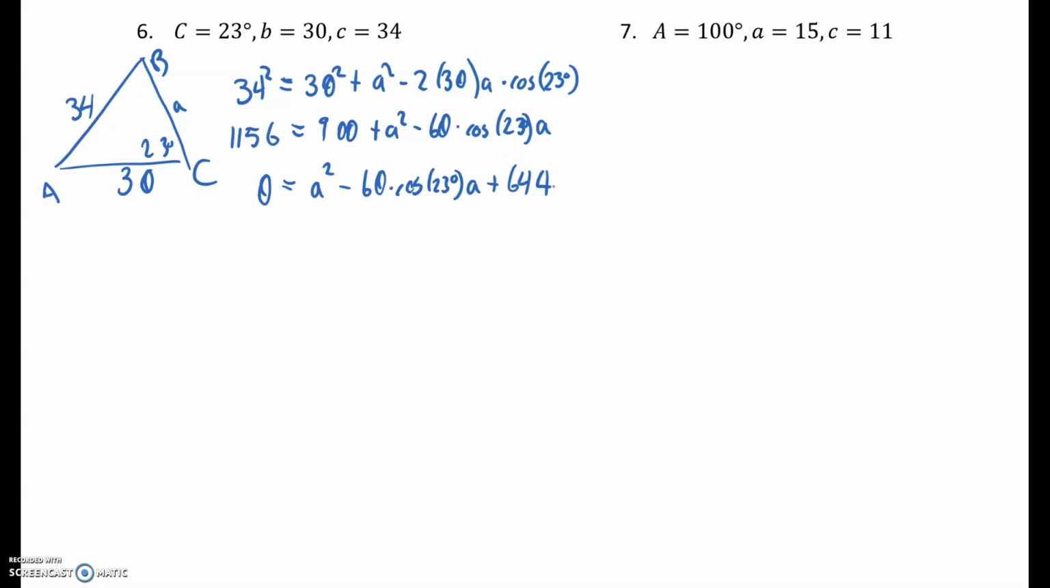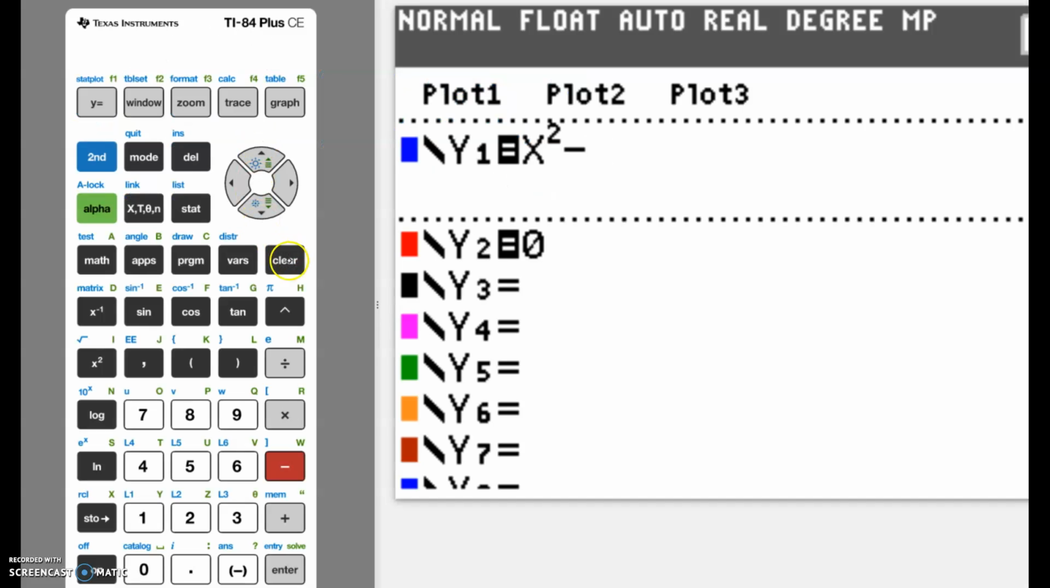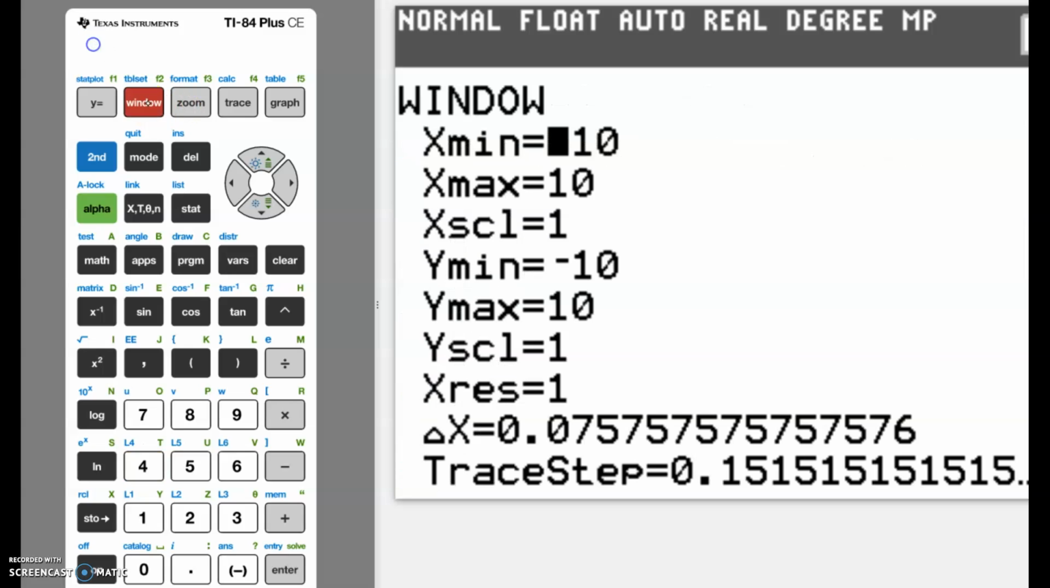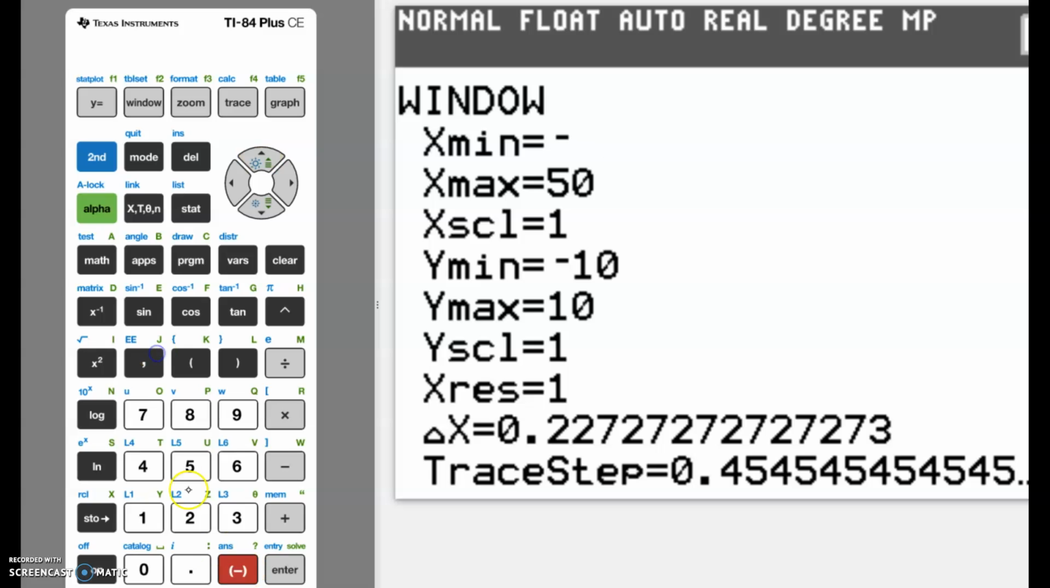Okay, so let's take a look at the calculator here. In the calculator, I'm going to go into y equals, and I'm going to type in x squared minus 60 times the cosine of 23, close the parentheses, x, because it was a linear term, plus 644. Now I have to change my window so it actually shows up, because if I graph it, I'm probably not going to see it. So I'm going to put my x max to be, say, 50. I'm just guessing there, because the number seemed pretty big for the other side. Let's take a look at this graph.